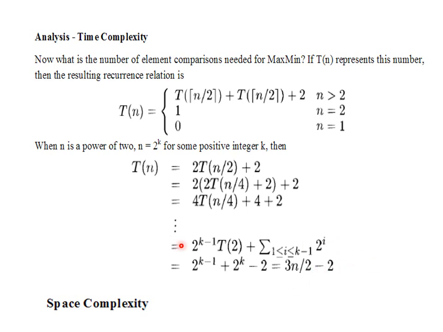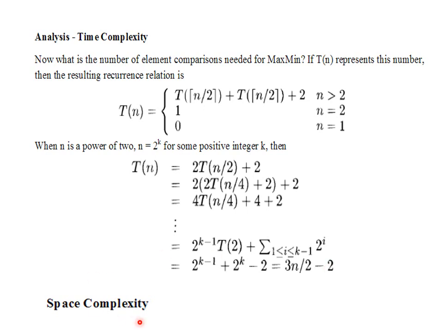In our straightforward method, we have the time complexity 2n minus 2, and when compared to 2n minus 2, 3n divided by 2 minus 2 is a better time complexity, that improves 25% saving of total time.